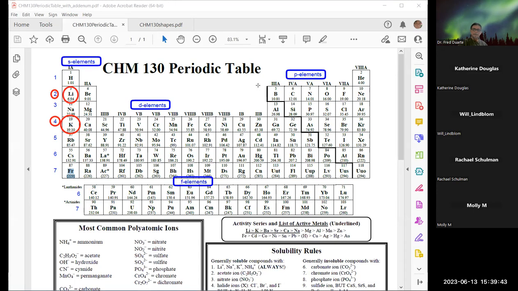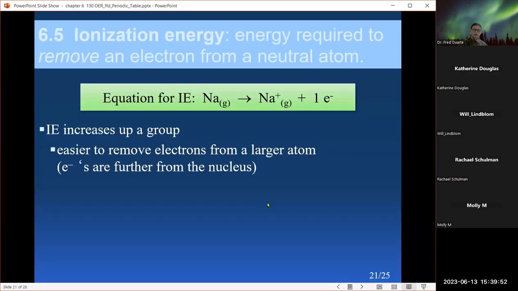So we made predictions based on position on the periodic table and the general trends we've talked about. With that, we now hit the atoms with some energy, measure the amount of energy needed to remove an electron, and then plot the data. It was found that the IE increases up a group, because it's easier to remove an electron from a larger atom, since that electron is further away from the nucleus. So it's not being held as tightly as an electron that's close to the nucleus.